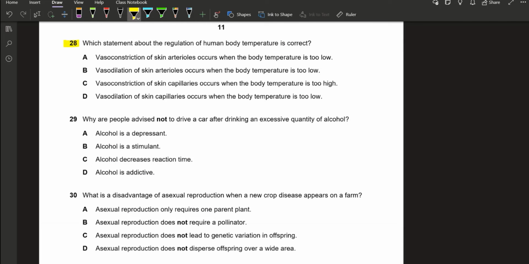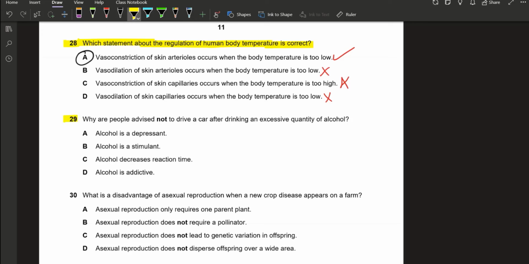Question number 28. Which statement about the regulation of human body temperature is correct? Option A says vasoconstriction of skin arterioles occurs when the body temperature is too low, which seems correct. Option B says vasodilation of skin arterioles occurs when the body temperature is too low, which is wrong. Option C says vasoconstriction of skin capillaries occurs when the body temperature is too high, which is also wrong. Option D says vasodilation of skin capillaries occurs when the body temperature is too low, which is also wrong. So the correct option would be option A.